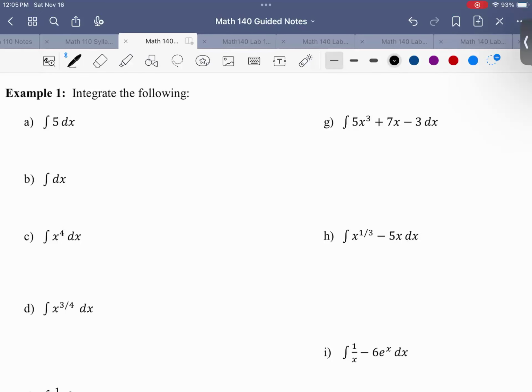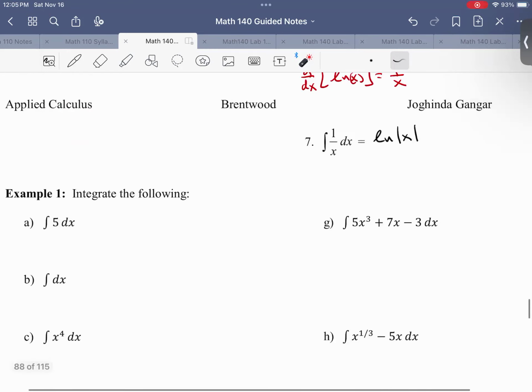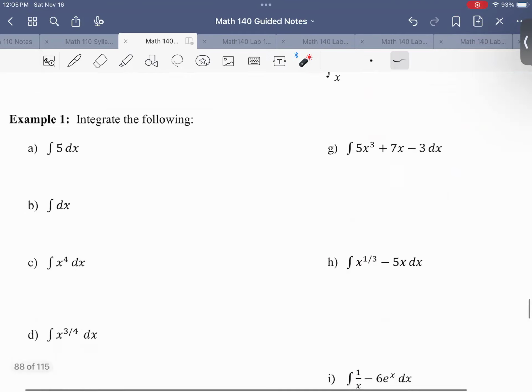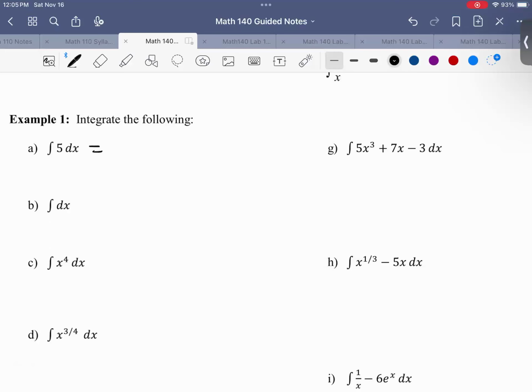Okay, hi everybody. Let's go over example one, where we're going to integrate the following. So here we have the integral of 5 dx. This aligns with property 4, where it's just a number, a coefficient, and when we take an integral of this, it's going to be kx plus c. So for example 1a, the integral of 5 is just going to be 5x plus c, and that's the answer.